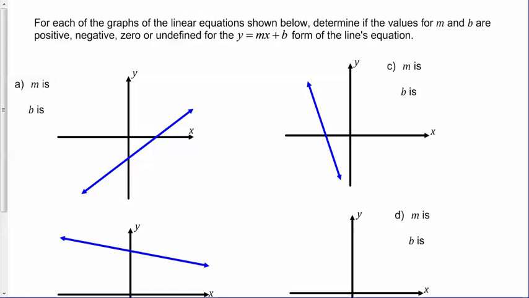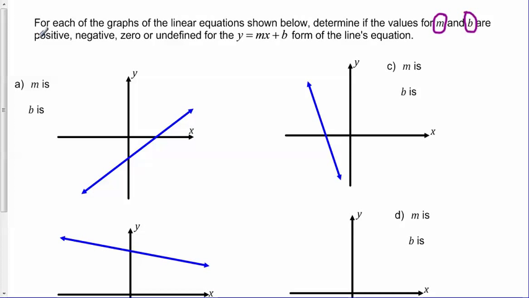For each of the graphs of the linear equations shown below, determine if the values for m and b are positive, negative, 0, or undefined for the y equals mx plus b form of the line's equation. Well, this seems a little bit odd because I have these graphs, but notice there's no scale, there's no grid. There really doesn't feel like there's very much information here. And yet we do have enough information to determine the m and the b value.